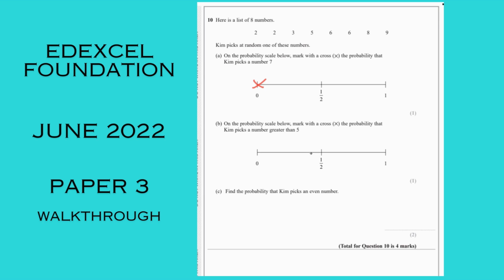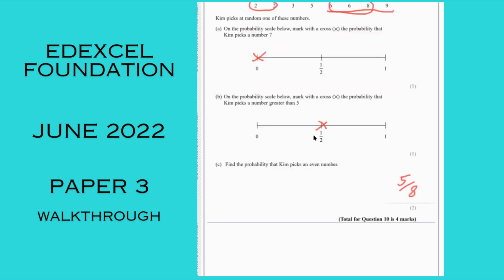Greater than 5 doesn't include 5. So greater than 5 is, as you can see, half of the numbers. On goes the cross, at half. Probability of an even number, there's 2, 3, 4, 5 even numbers. 5 out of 8.